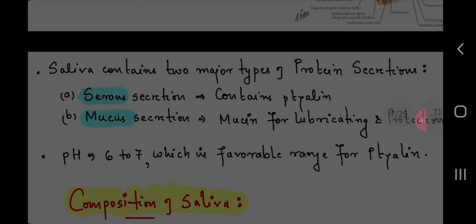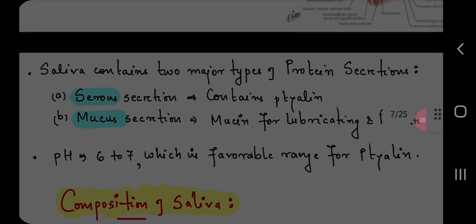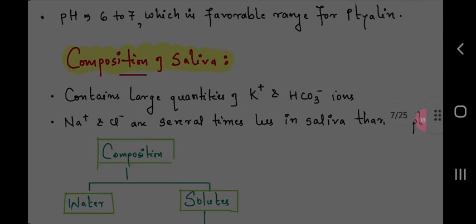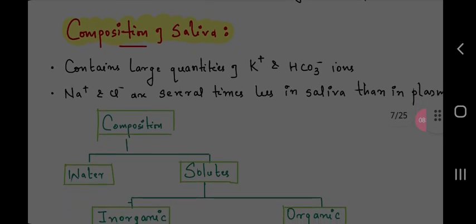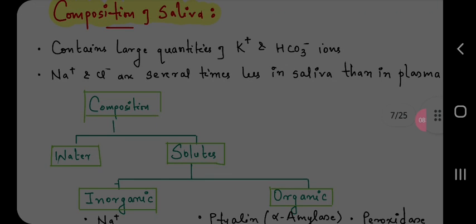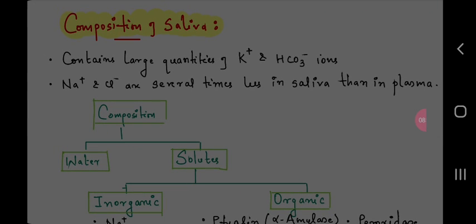Saliva contains two major types of protein secretions. Serous secretion contains ptyalin, and mucous secretion contains mucin for lubrication and protection. pH is 6 to 7, or you can say 6.8, which is the favorable range for ptyalin. Saliva contains large quantities of K+ and bicarbonate ions. Sodium and chloride are several times less in saliva than in plasma.